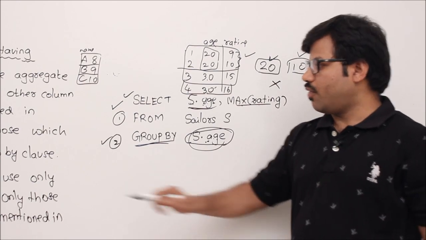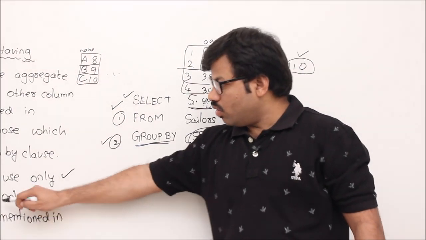Now the second rule is about the having clause. In the having clause, only two things we can do.